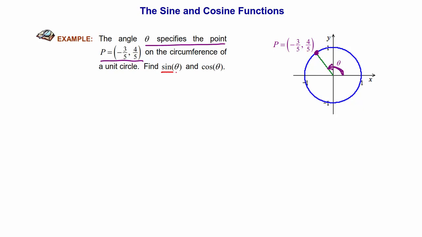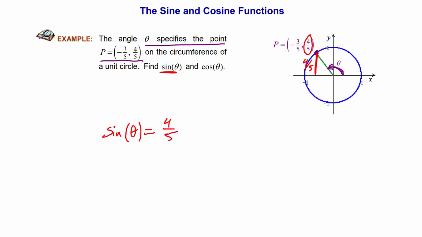And we're asked to find the sine of the angle theta. The sine of an angle is the y-coordinate, the vertical coordinate of the point specified by the angle. So this value here, 4/5, is our sine value. So the sine of the angle theta is 4/5.